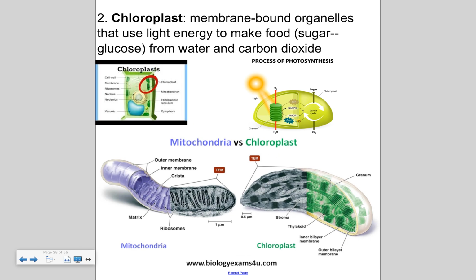You can kind of see they're very similar. They have double membranes. They both are energy types of organelles, but they are different.